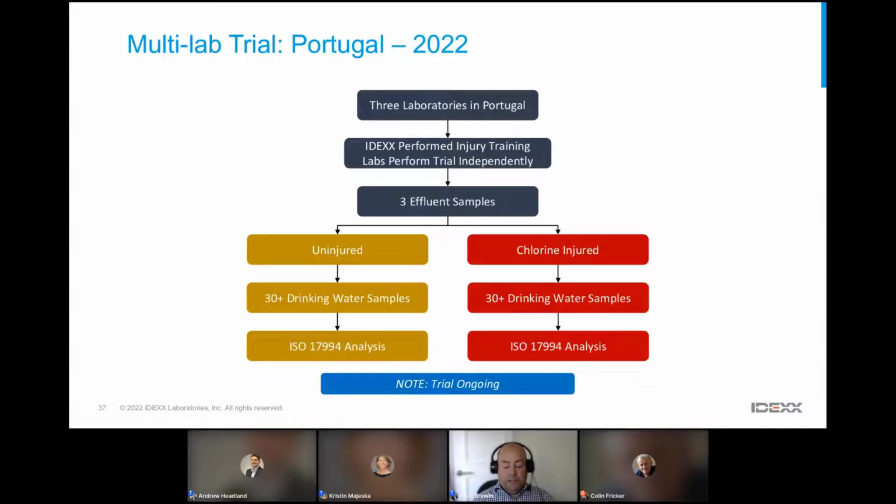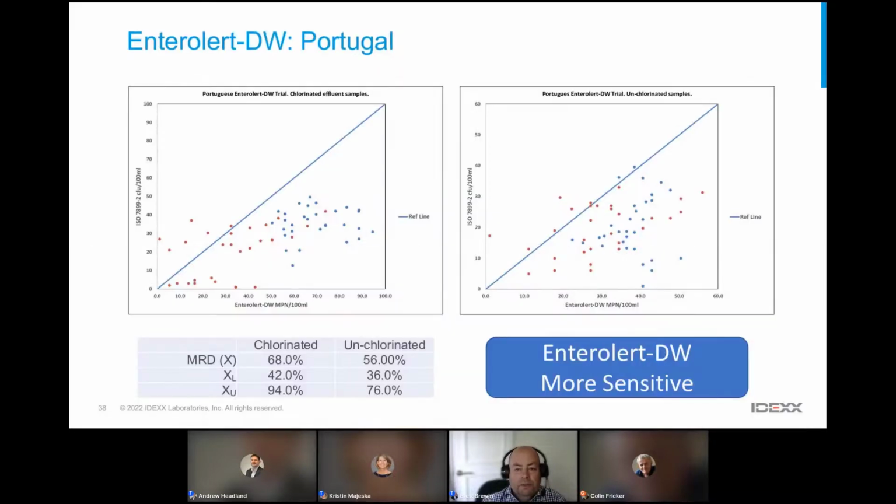Again, although this trial is still to be completed, we're still getting the final data in and still have to do some analysis. We have analysed the data from the first 2 participants, and I can share that with you today. And again, as you can see from looking at these scatter plots, the performance of Enterolert DW appears to be superior for both chlorinated and unchlorinated water sample types. A lot of the data is skewed to the right of the line of equivalence, and that is in favour of Enterolert DW. And again, analysis of the data according to ISO 17994 confirms that result.